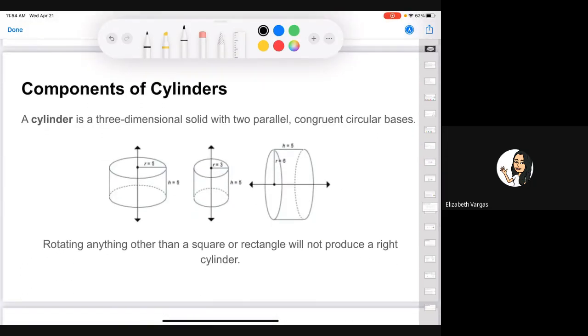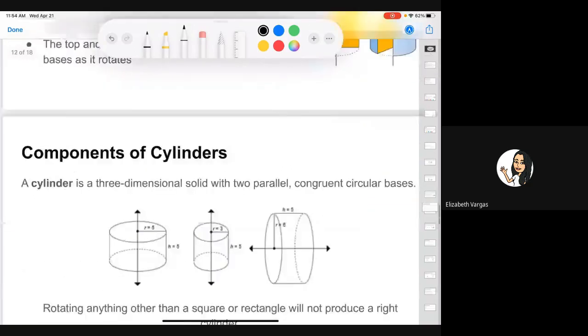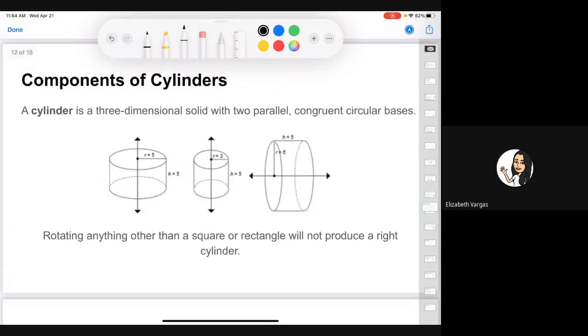So, a cylinder, sorry, this is a cylinder. A cylinder is a three-dimensional solid with two parallel lines and congruent circular bases. So here we have that three-dimensional solid, and all the bases will be congruent. So if this base has a radius of 5, then this base will also have a radius of 5. And so those two bases will be congruent to each other. Same thing, this one has a radius of 3. This one will also have a radius of 3.